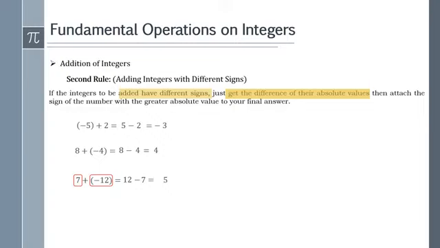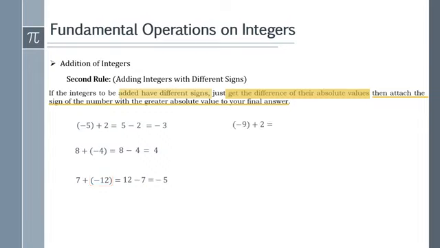So, 12 minus 7 is 5. Again, attach the sign of the number with greater absolute value to your final answer. So, in these two, ano yung mas malaki? Si 7 or si 12? Si 12. So, anong sign ni 12? Negative. So, you attach negative to your final answer. So, your answer now is negative 5. Okay?